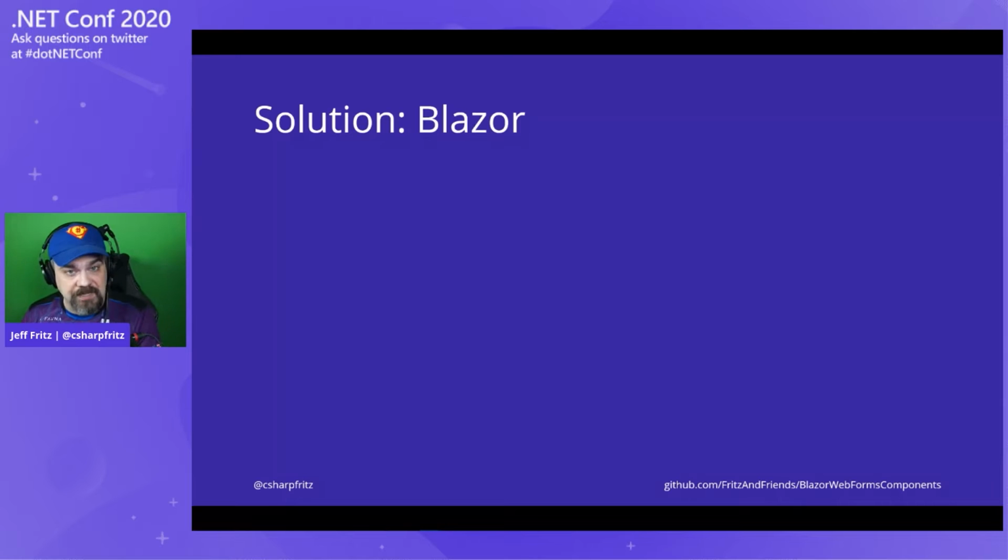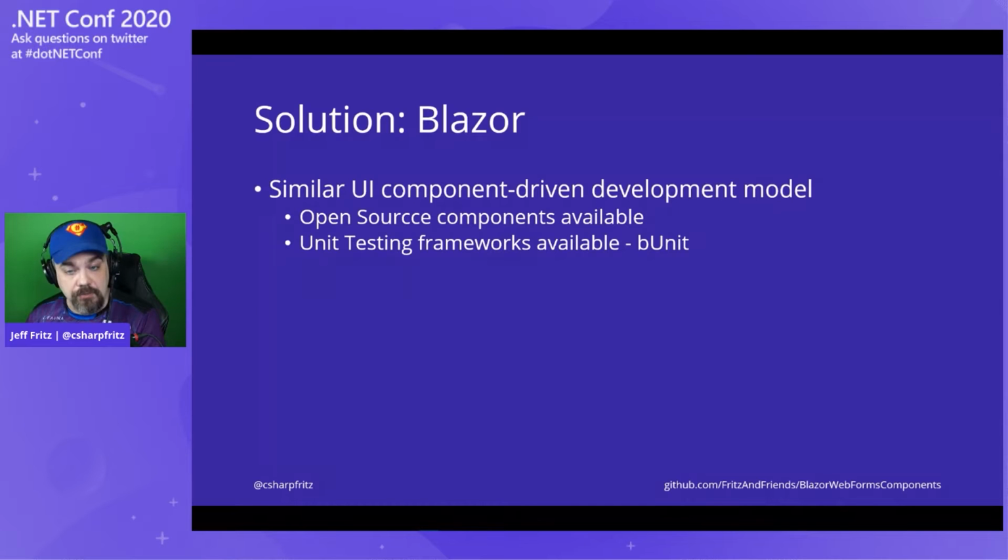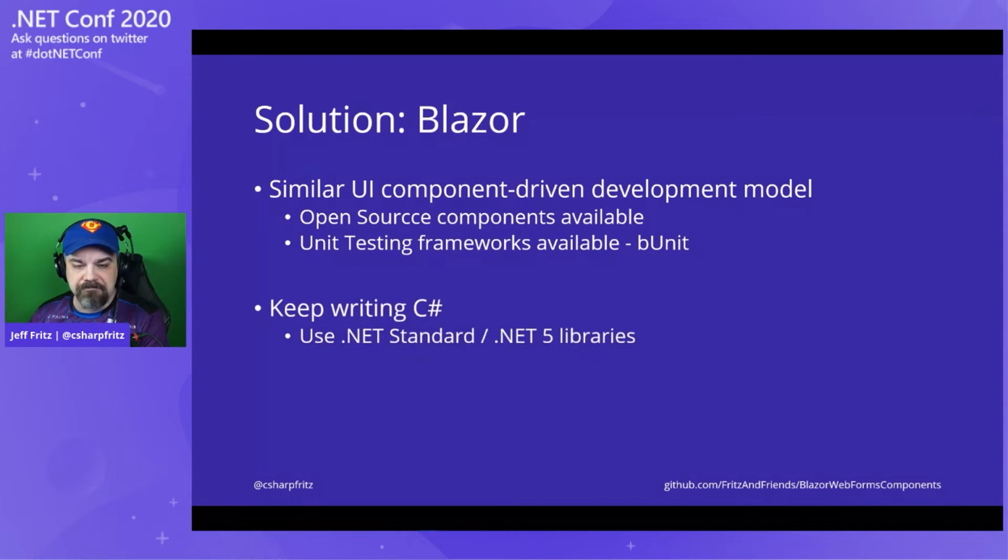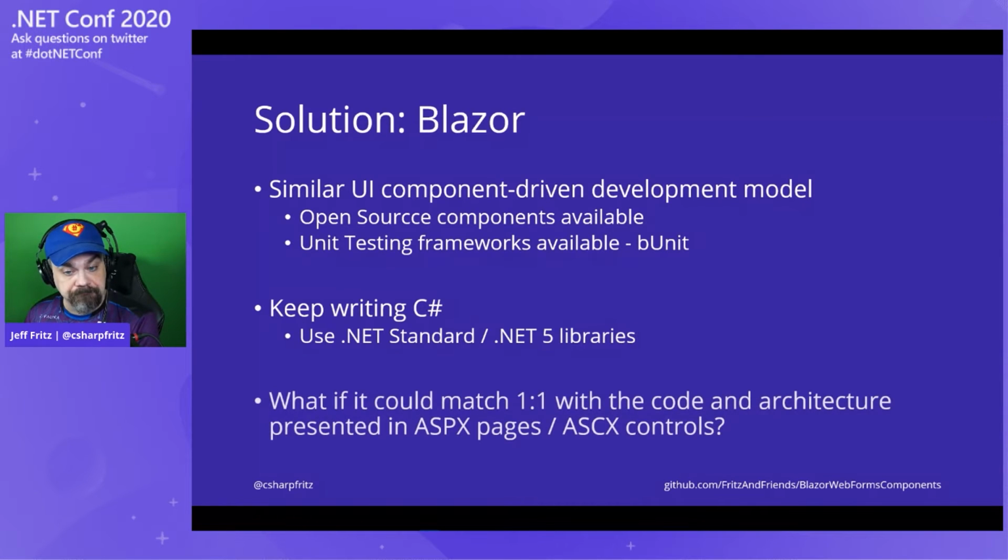Well, what about Blazor? Let's talk about Blazor as the solution. You end up with a similar user interface, component-driven development model that we have in ASP.NET Web Forms. There's open source components available, and there's unit testing frameworks available like bUnit. We heard about bUnit a little bit earlier from our friend Ed Charbonneau. I can continue writing C#. I can migrate my VB to C#, and I can even take all of my logic and move it into .NET Standard or .NET 5 libraries. So I can continue using a lot of my code.